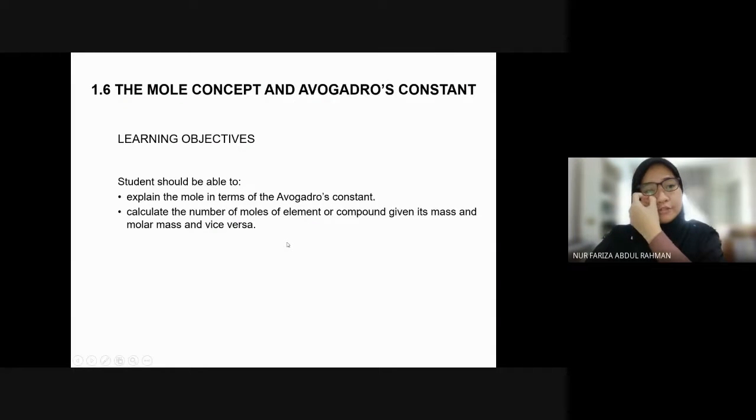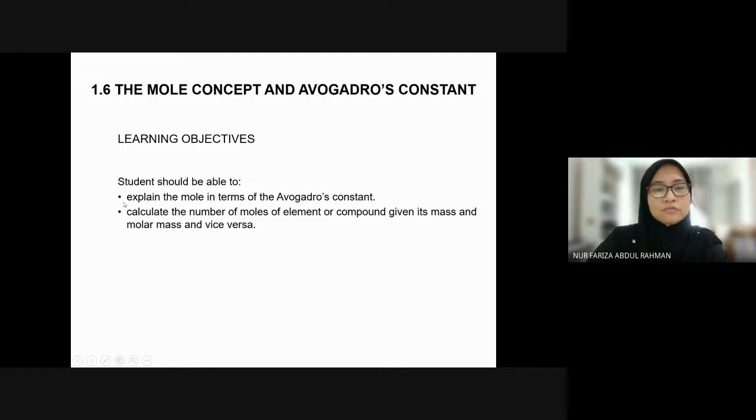Next is 1.6, the mole concept and Avogadro's constant. This has also been taught to you during your SPM time, so it's something you have learned before, and I hope it will be advantageous for you, because this subtopic was introduced in the Asasi. You know about this before. It's not something new. You are already familiar with it.